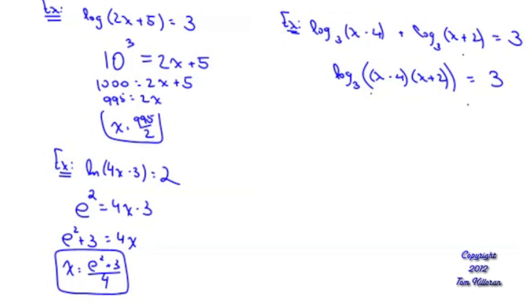What do we do? So the base is 3. The exponent is 3. And it's equal to x minus 4, x plus 2. And if you multiply that out, you get x squared minus 2x minus 8.